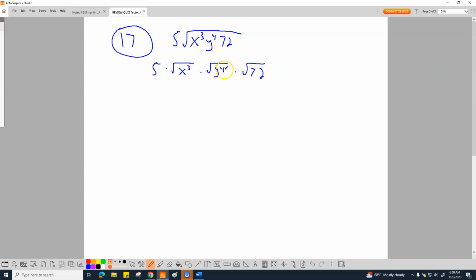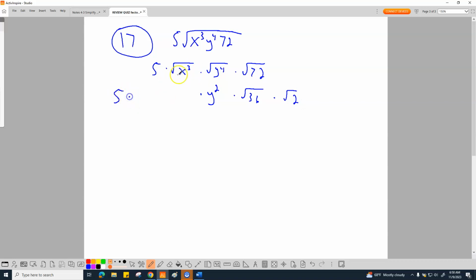Now, the rule for even exponents is simple. You just divide by 2 and drop the little house. Let's split up this 72 into the square root of 36 times the square root of 2. And then this x to the 3rd. When it's an odd number, this is the thing you have to do. You want to subtract 1. Just watch how I do it.